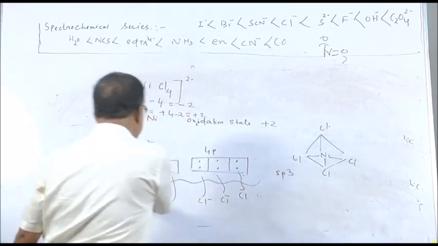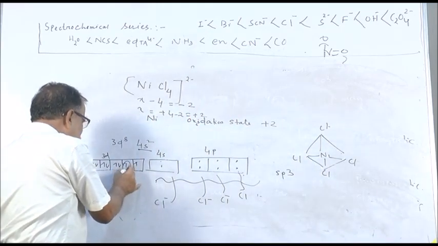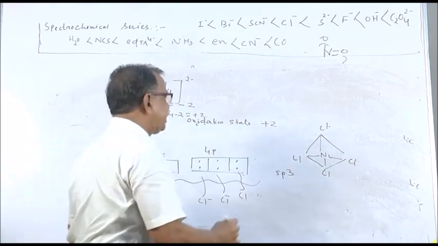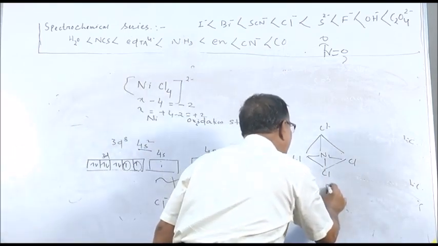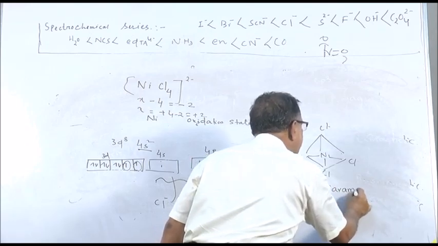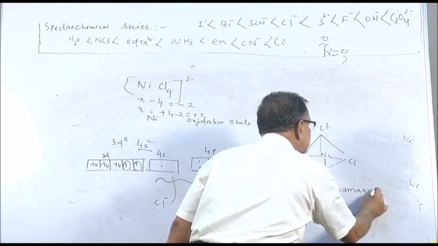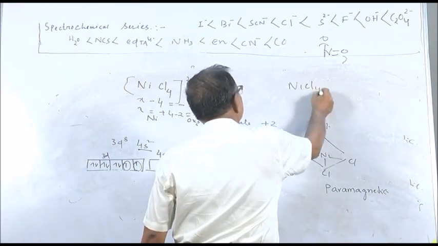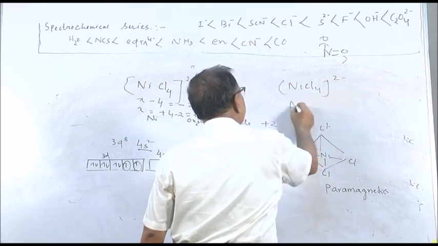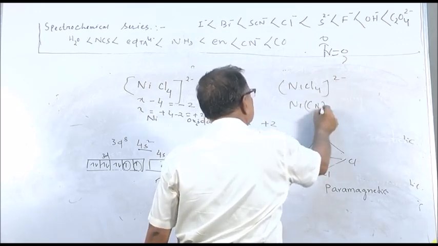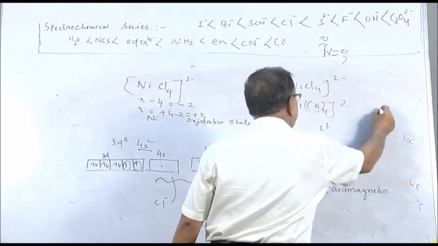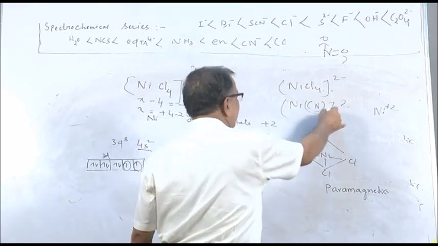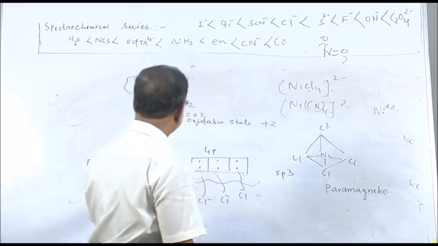Then the question is whether it is paramagnetic or diamagnetic. You see here, this is one lone pair and this is another lone pair. It contains two unpaired electrons. Therefore NiCl4 2 minus is paramagnetic. But a question: Ni(CN)4 2 minus and NiCl4 2 minus, both having nickel in the +2 state, whereas one is diamagnetic and one is paramagnetic. Explain it. You can explain it this way.